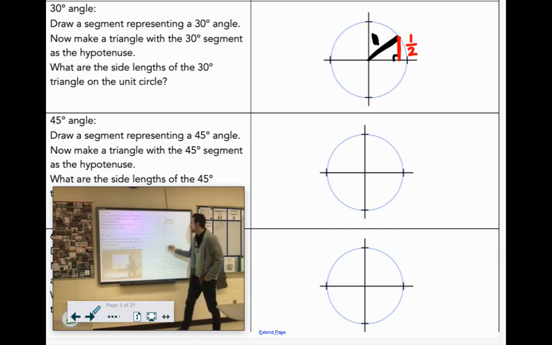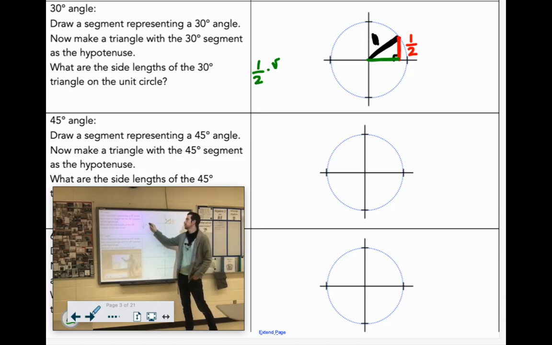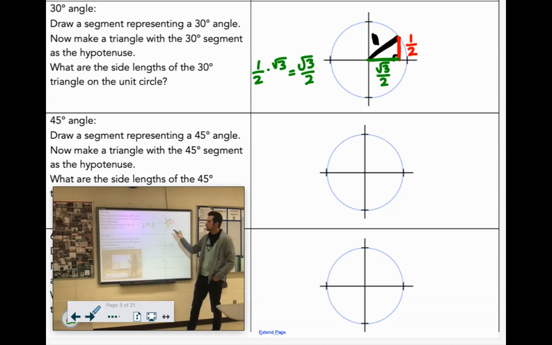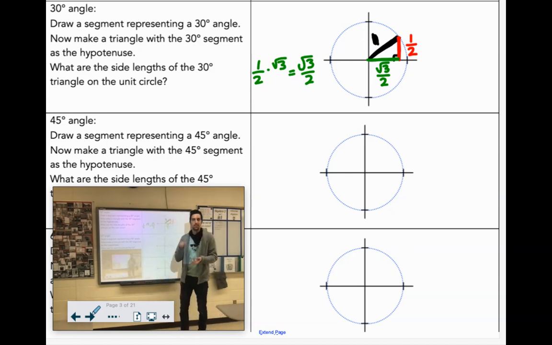And then for that third side, remember you take the short side, 1/2, and you multiply it by √3, which would give us √3/2. So this side would be √3/2. Cool, so there it is for a 30-degree angle. Now you'd be able to figure out the sine, cosine, and tangent from that.